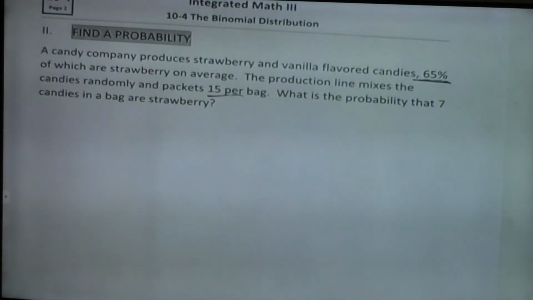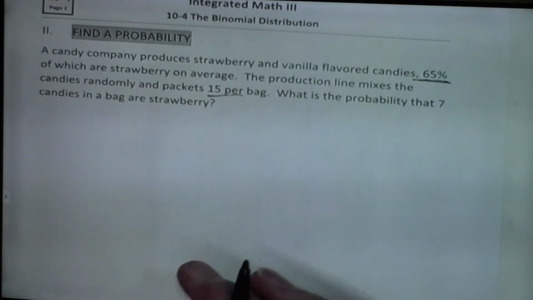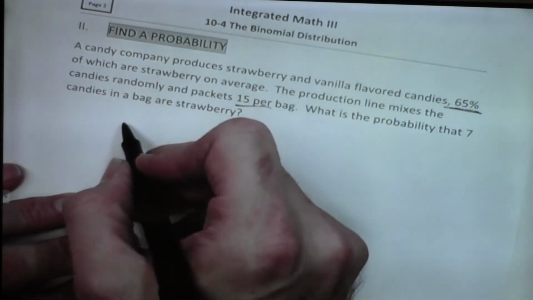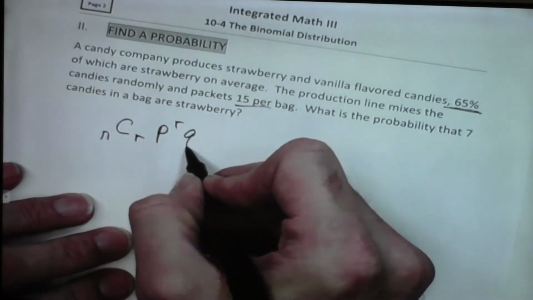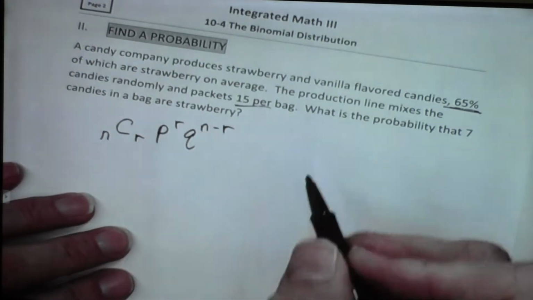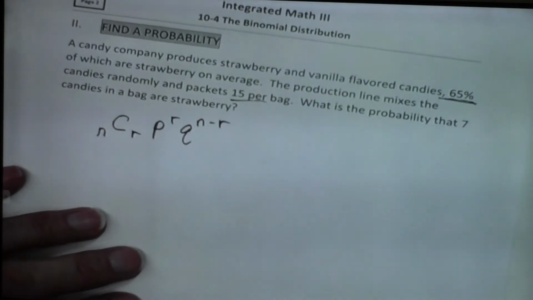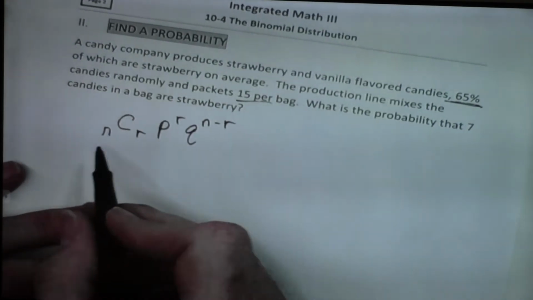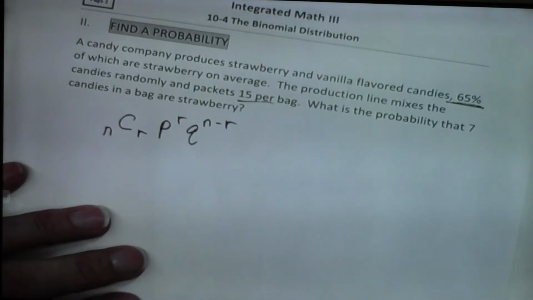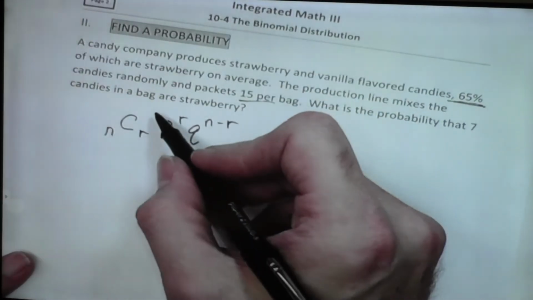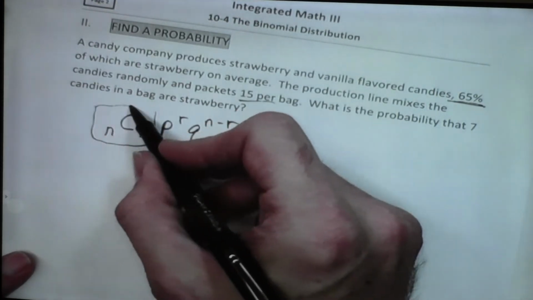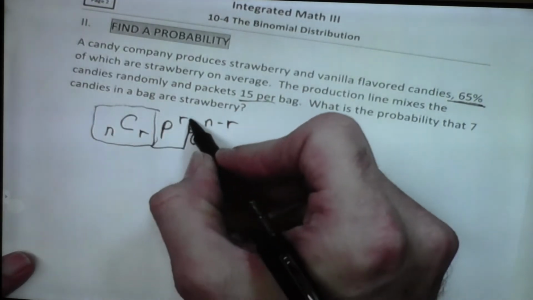Okay, here's how we figure this out. We're actually going to go back to using the combination formula: nCr, p^r, q^(n minus r). If there's time, I want to go back to the binomial expansion and include that, as a couple of people were talking about 2 weeks ago. I think we should put that in. I'm going to separate these out so we can look at what they are.